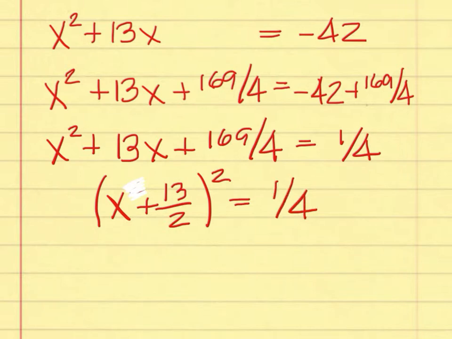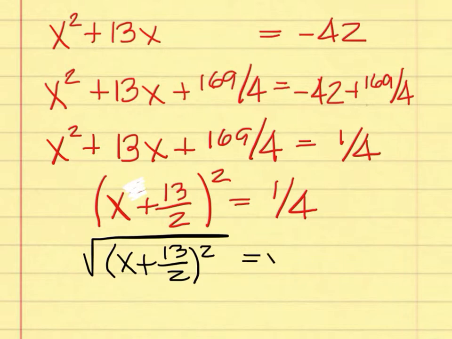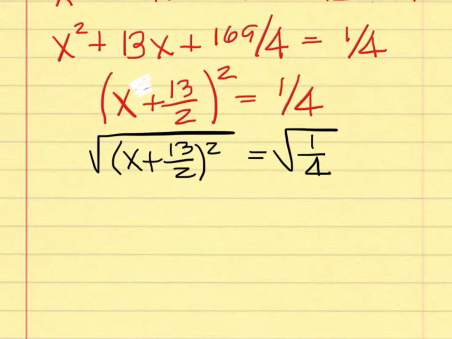Okay, so what do I do to both sides now, Armstrong? Find the square root, yes. So I have to write that. I need the square root of the quantity squared of x plus 13 over 2 and the square root of 1/4. All right, what is the square root of the quantity squared of x plus 13 over 2, Spradlin? X plus 13 over 2. That is right, x plus 13 over 2.